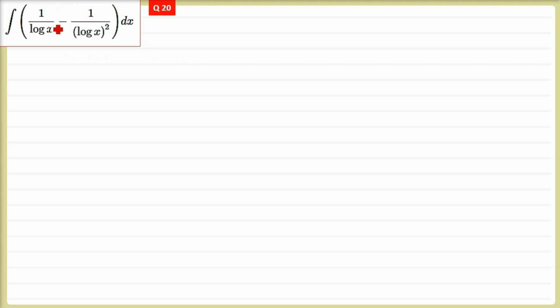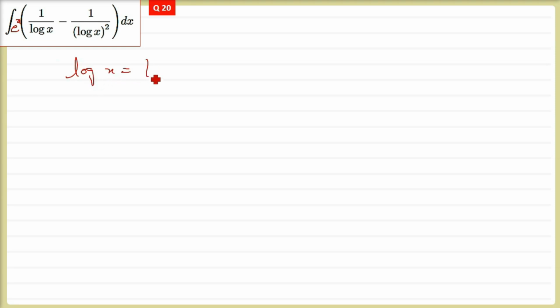1 by log x minus 1 by log x whole square. Here e raised x is not there. We don't have e raised x here. So how do we get this? But we know that log can be converted into e raised x. Logarithm and exponential are almost similar; they are two faces of the same coin.